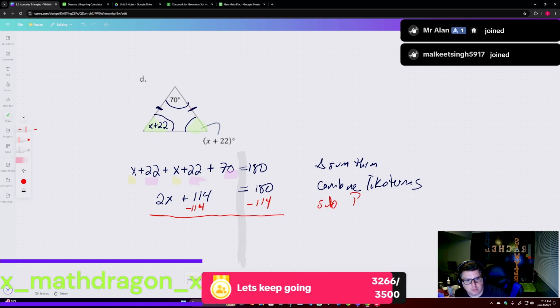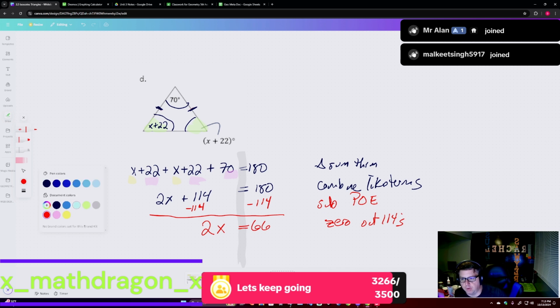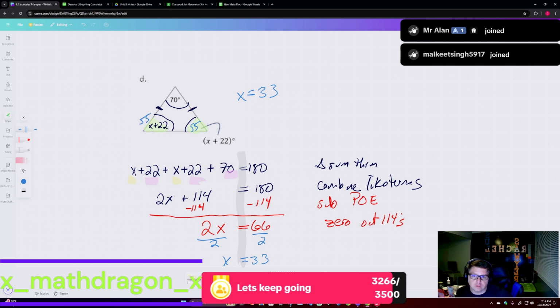So that's the subtraction property of equality. We want to zero out the 114s. We're going to be left with 2x equals 66. And then division property of equality. So we're going to divide. X equals 33. And that's all I wanted to do for this problem. If we plugged it back in, we could get 55, which is 110 plus 70 is 180. So just a little game you can play with that.